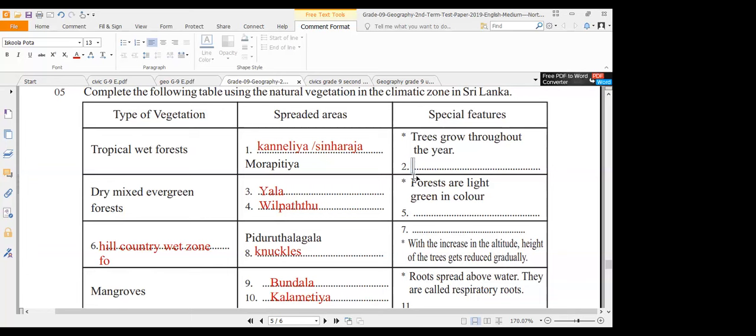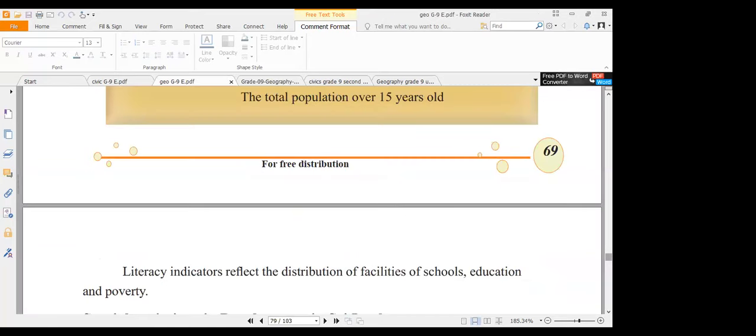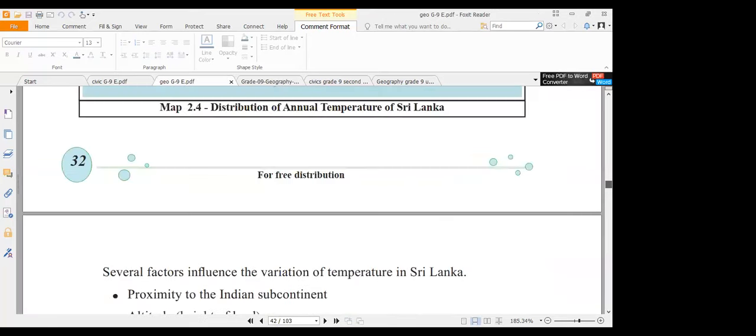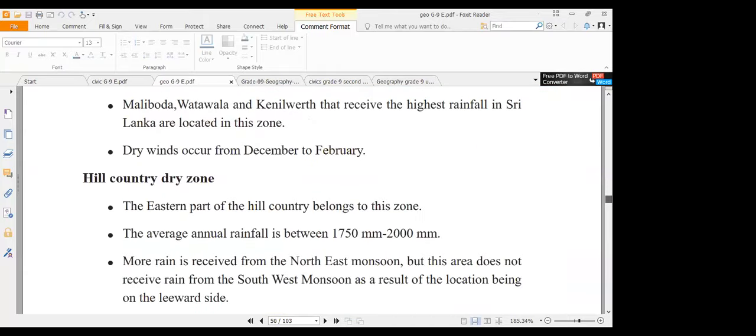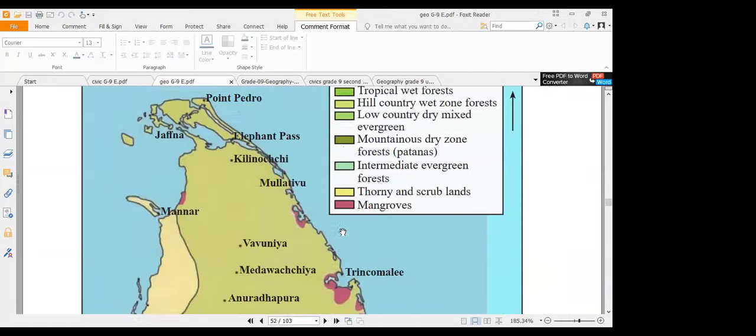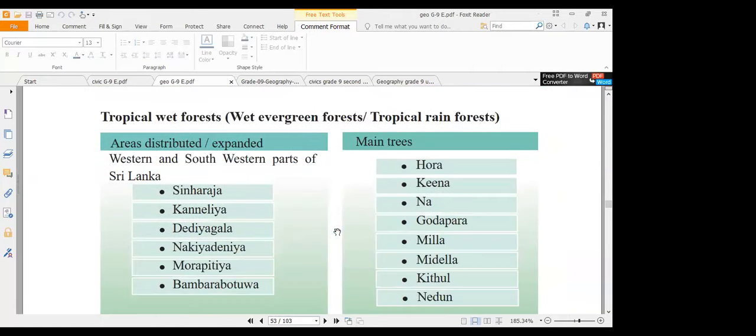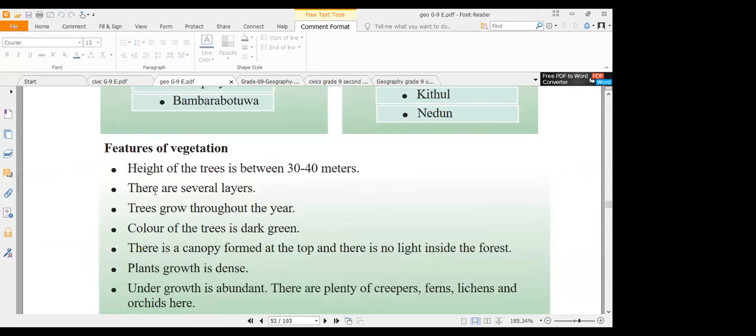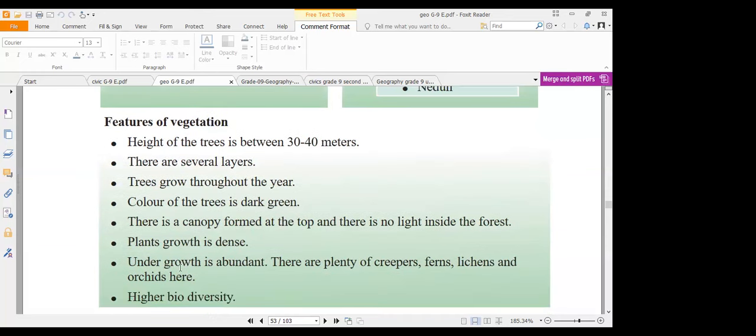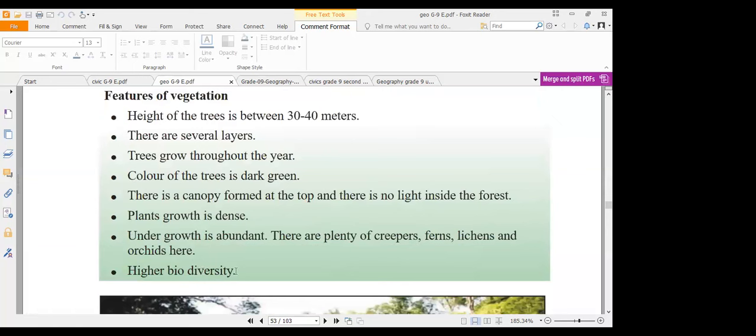It is in the textbook. Page number 43. Trees have dark green leaves. Page number 43. These are the features. There are several layers. Trees grow throughout the year. Color of the trees, dark green. Height of the trees is between... Higher biodiversity. Higher biodiversity. Correct.